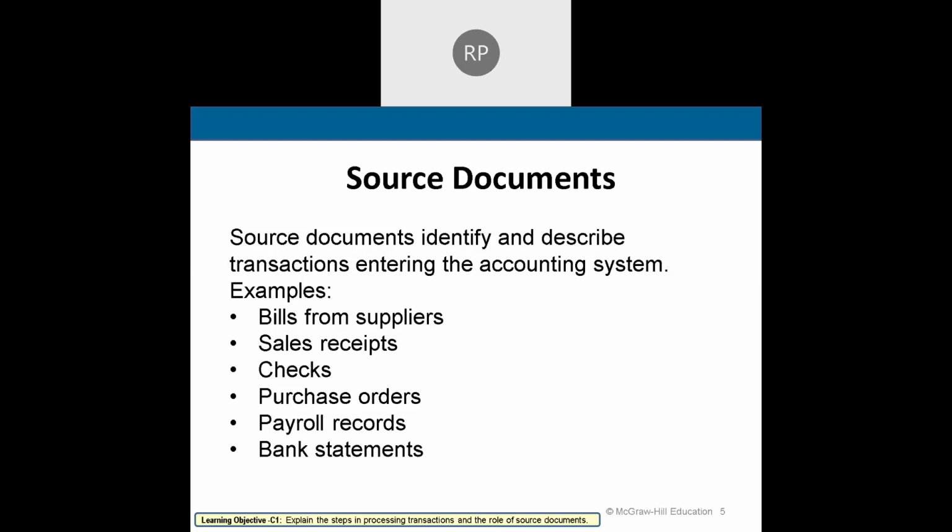In the modern day, we have computers to help us track all of these things. We might use Excel. I personally use QuickBooks for my business. QuickBooks is a small accounting software. There are other ones out there: Sage 50, M3, Oracle. There are a lot of different software packages out there to help business owners or managers manage their accounting, right? And we use these source documents to help us enter those transactions.